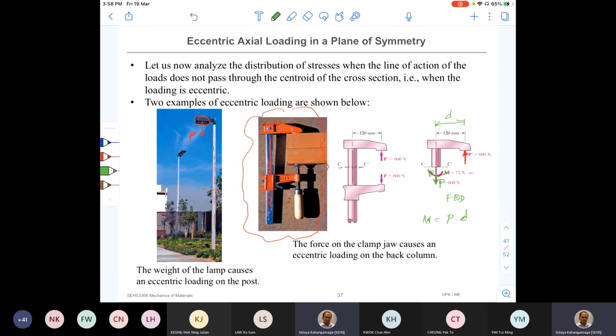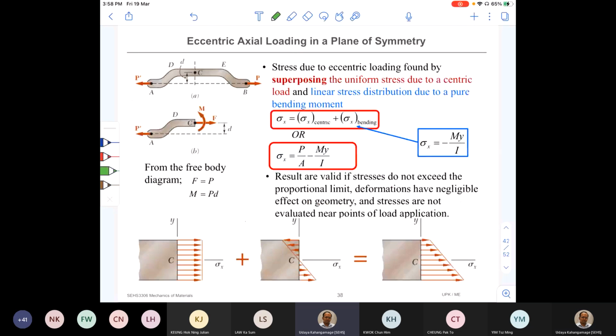Okay, so internal moment is equal to P into D. So there are two loads now. So how to find out the stress at this section? So that is the question. Okay, so let me show you how to do that.